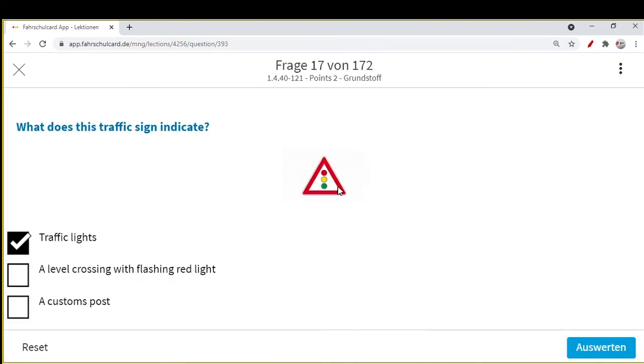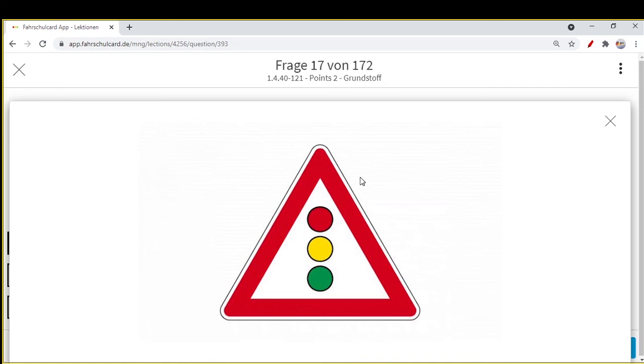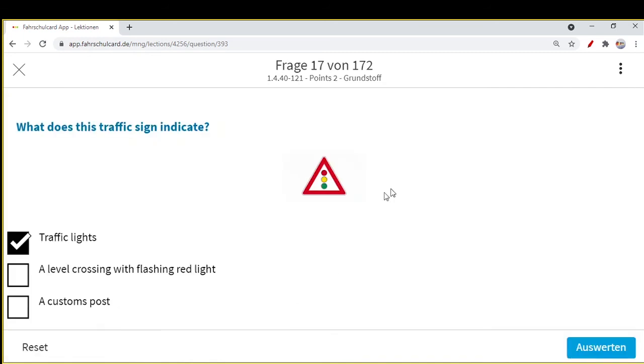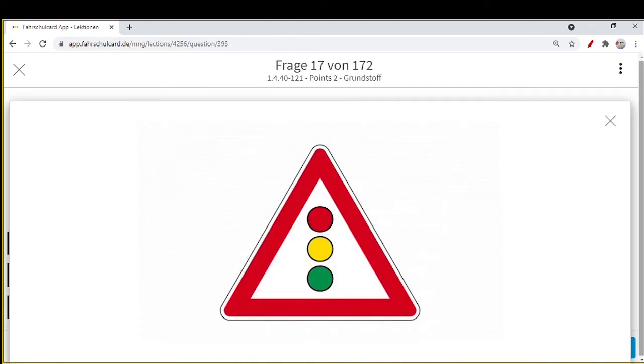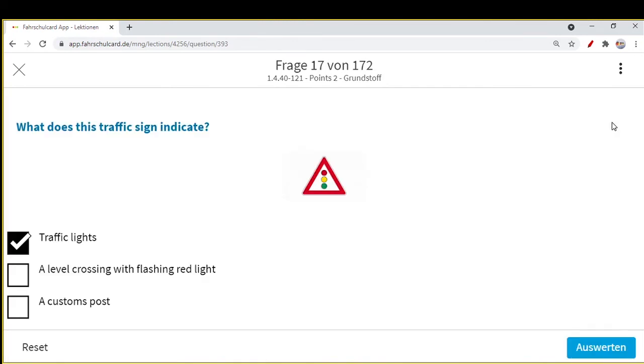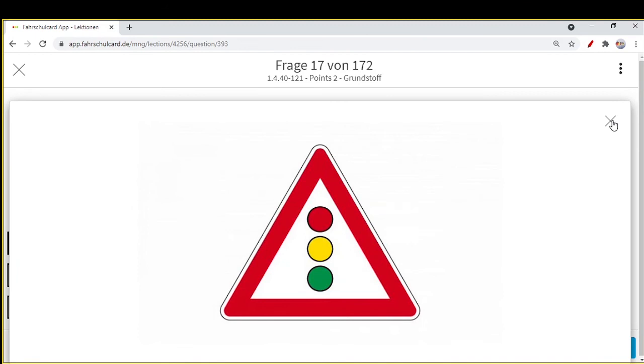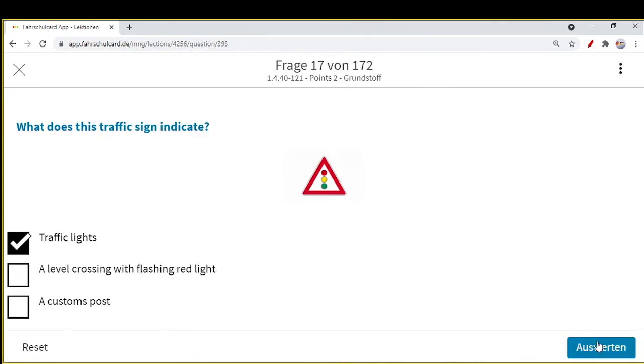A level crossing with flashing red light, no, there is no level crossing. A level crossing is normally with a train, and there is no sign of a train. A customs post, there is no sign of a customs post or Zollamt or something like this. Only traffic light is the correct option.